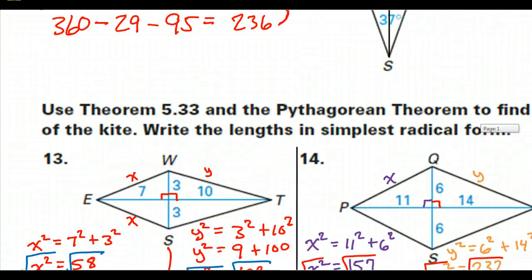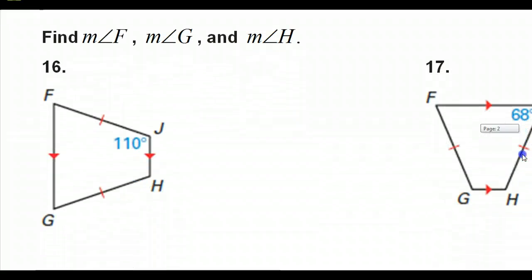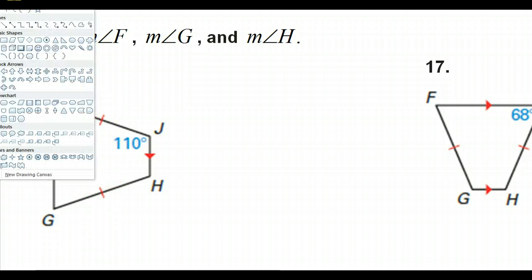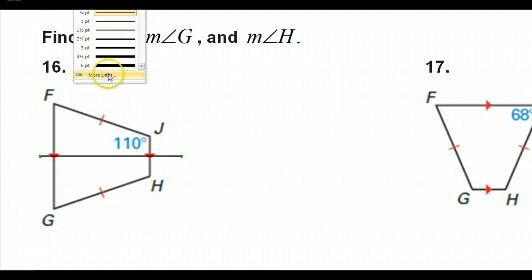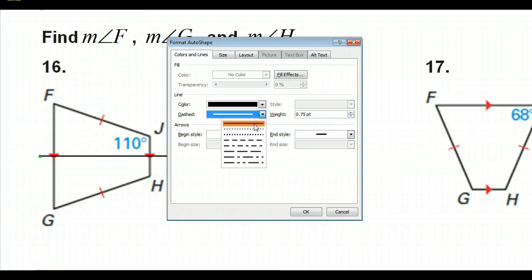Okay, so let's go to the back and see what's there for us. We're supposed to find these angles, F, G, and H. It's all about the symmetry, my friends. This is an isosceles trapezoid. See how these legs are the same? When you have an isosceles trapezoid, that creates some symmetry. Maybe I should make this a dotted line.